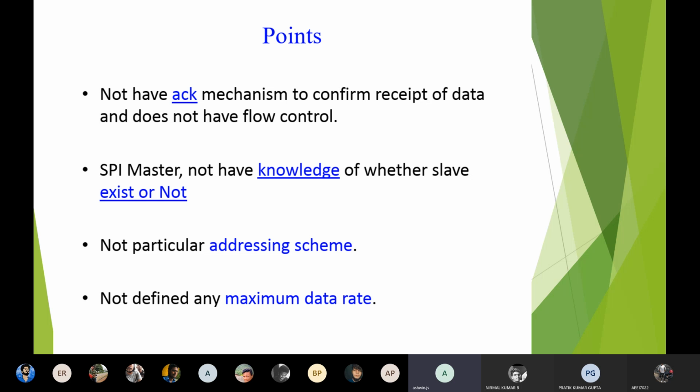So what is flow control, guys? What is flow control?